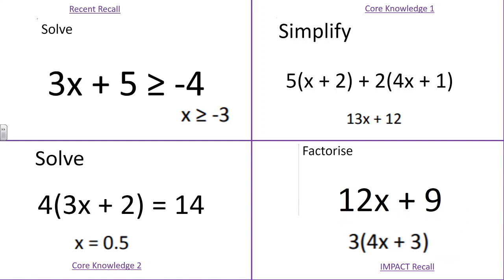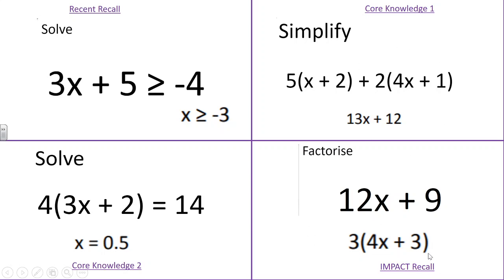Here are the solutions. So core knowledge 1, you will need this skill today. So expanding first and then simplifying. So we do 5 times x to get 5x, 5 times 2 to get 10, 2 times 4x to get 8x, and 2 times 1 to get 2. Then we need to put our x's together. So 5x add 8x to make 13x, and 10 add 2 to make 12.